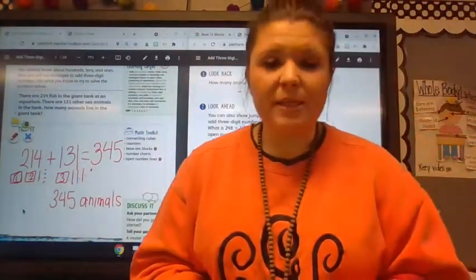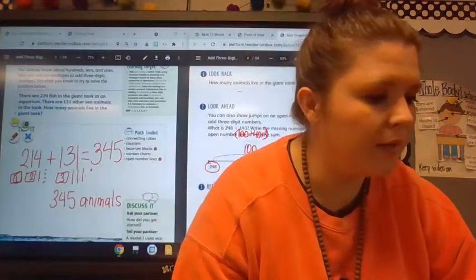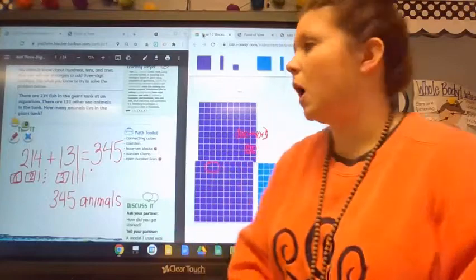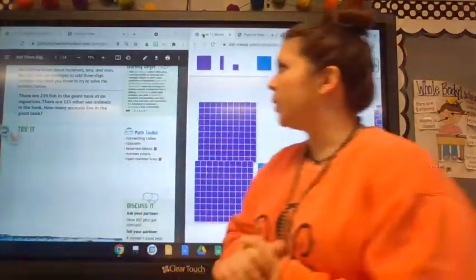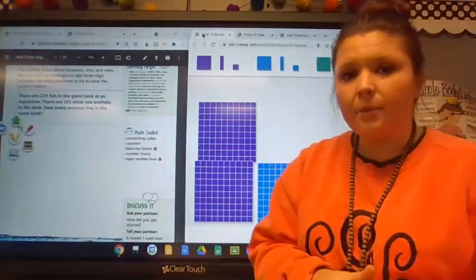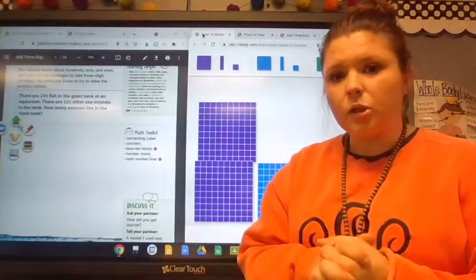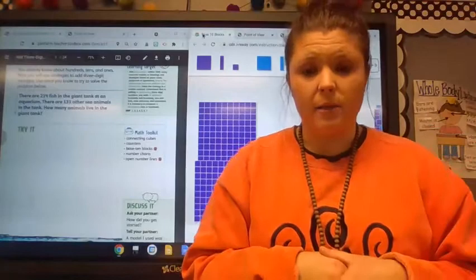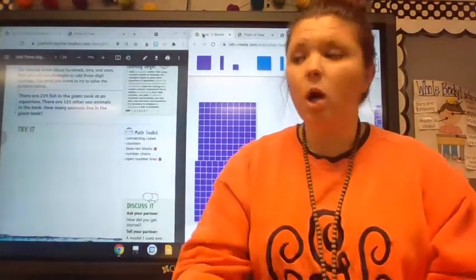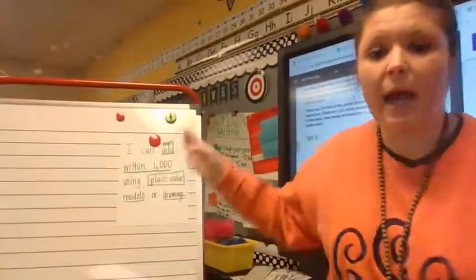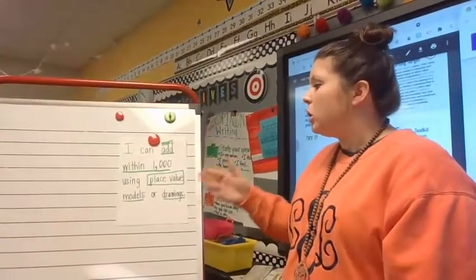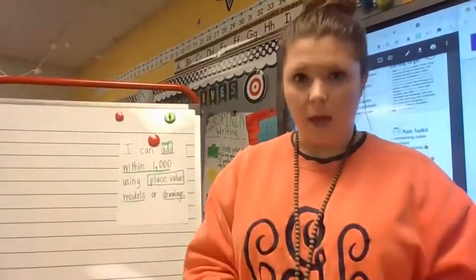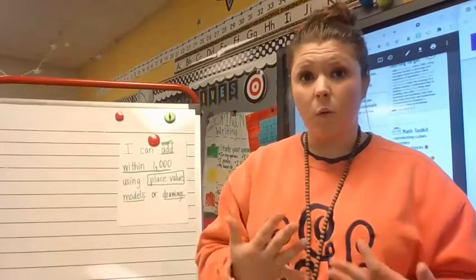All right, guys, so Ms. Gaskins is going to post this base 10 block tool to help you as you solve the independent practice problems, okay? I am going to post this on Google Classroom so that you will be able to access it and use it, okay? Remember, our learning target is saying that we can add within 1,000 using these place value models. So it is perfectly okay to use this tool, okay?